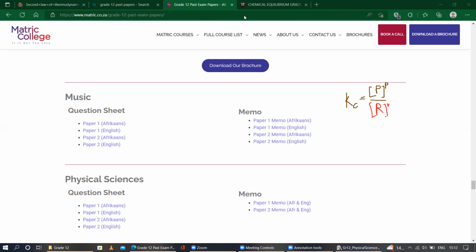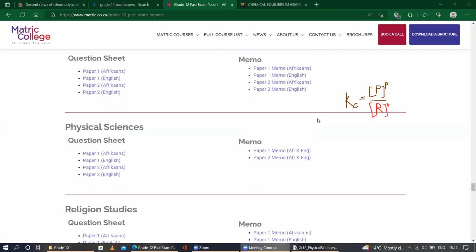Yes, sir. So from this equation, you must recognize that these square brackets represent the concentration. So Kc is not only products over reactants, it's the concentration of the products over the concentration of the reactants. You understand that part? Yes, sir. Okay, let me just scroll down here. I'm just going to leave this formula on my screen.